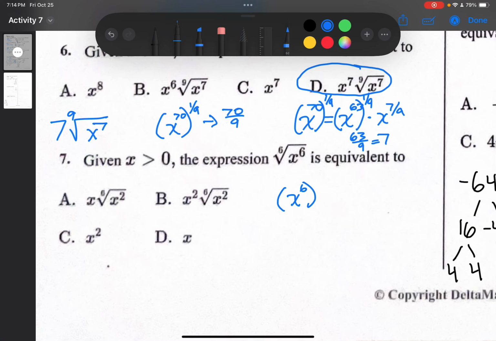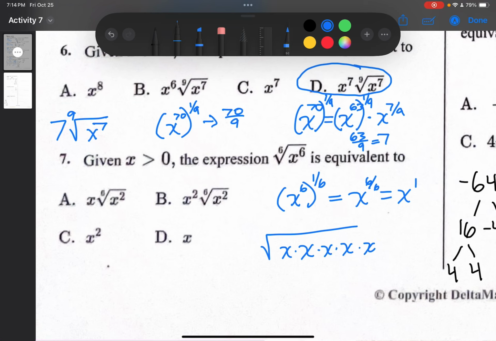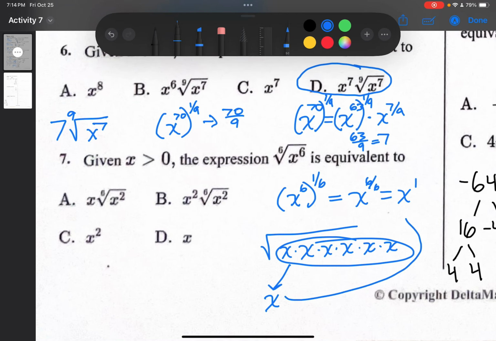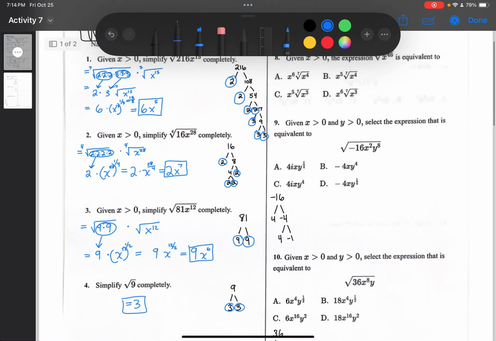For number 7, this is kind of an easy notice here. You do x to the 6th to the 6th. So I'm seeing that as x 6 over 6 equals x to the 1. Again, I'm going to just show the method here just so you guys can see it. You could see it as this, where you list all 6 x's and you find that group of 6 and you have that 1 x, and that's what you're left with. So this and these two equal the same. That's just another method for number 7.